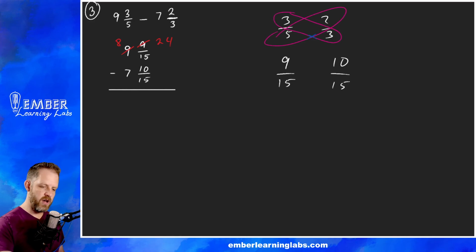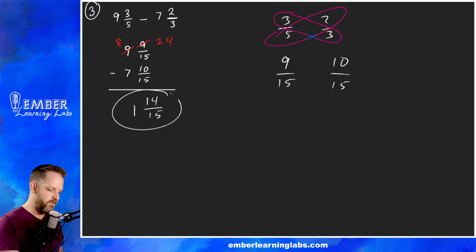Right? So then we just subtract. Subtract the fraction part and the whole number part. 24 minus 10 is 14. 14/15, right? 8 minus 7 is 1. It's positive. We've got the positive on the top. Bigger number is positive. All the things. 1 14/15. That's it for this unit.